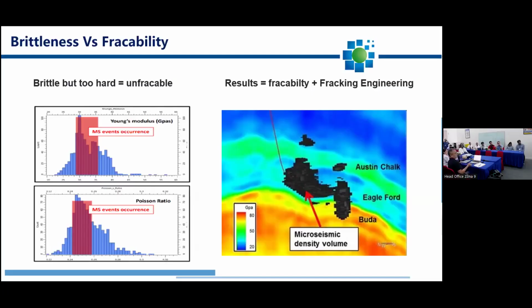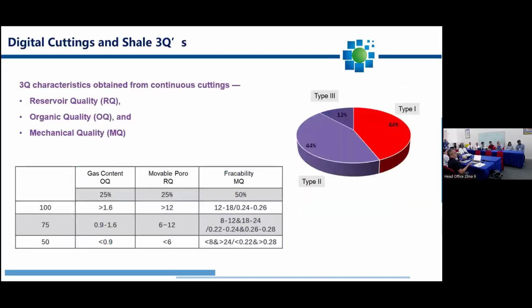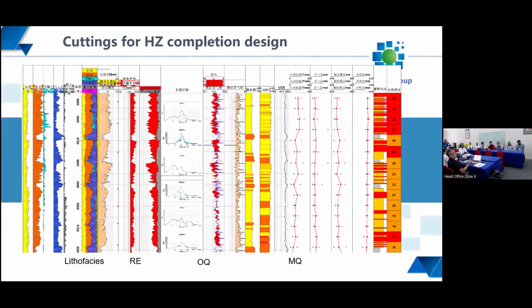Timing wise, let me just go through. We covered this already. We use three qualities, for horizontal and vertical wells alike: organic quality, reservoir quality, and mechanical quality. Then we divide the horizontal well into different stages, and apply different completion operation parameters depending on the property of each interval.